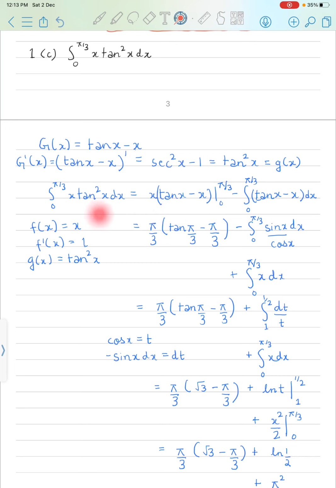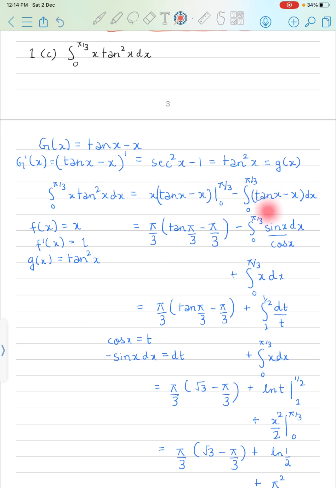Okay, so now if you put integration, this formula is the integration by parts formula, then you will get x into capital Gx, which is tan x minus x, from 0 to pi by 3. If you put the value at 0, it will be zero. At pi by 3, this will be the value. And then minus of what? Integration of f dash x, which is 1, into capital Gx. Capital Gx is tan x minus x. So this is the final formula, and this thing is fine, we have checked.